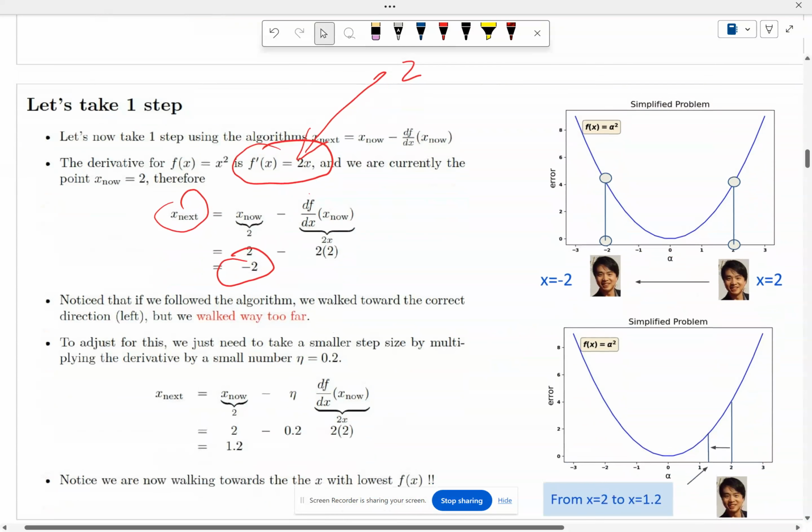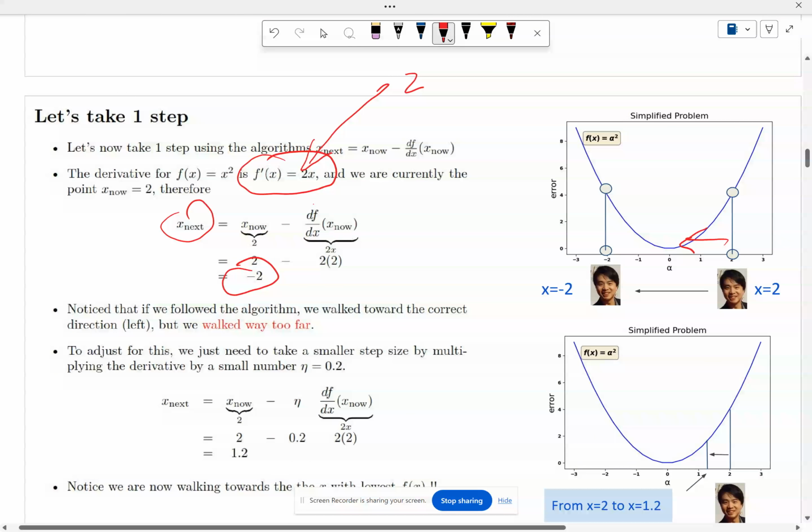Now, we definitely walk towards the right direction. We want to go this way, but it's obvious that we went way too far. We want to stop here ideally, but not only do we need to know which way to go, we need to know how far we go. But it's very difficult to know how far we go.